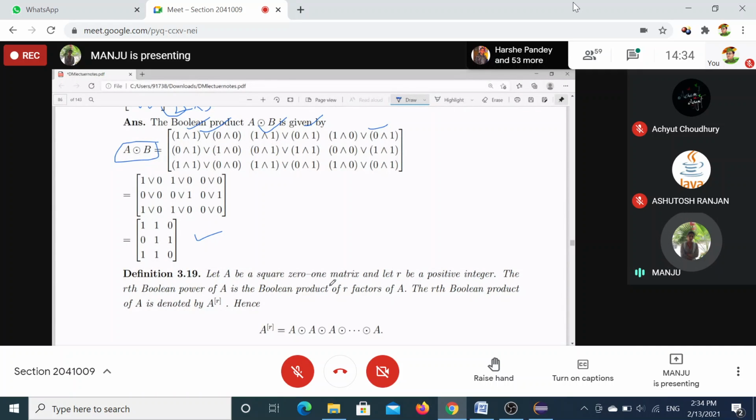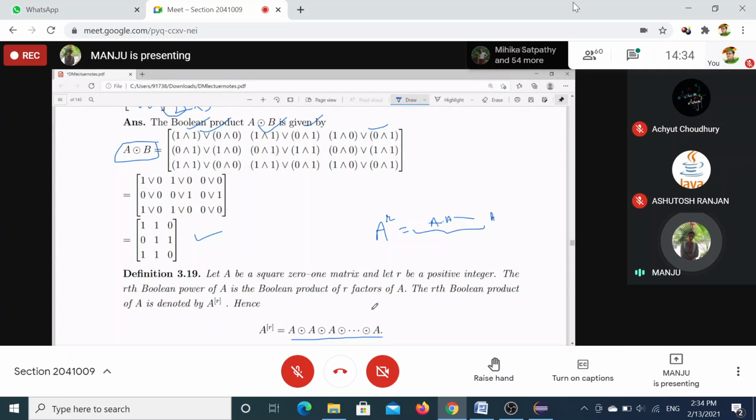If A is a square matrix, that is M is equal to N, the number of rows and columns are the same. For that, you can find the Rth power of A. That means in the same way as we find A raised to power R, that is R times A multiplied: A dot A dot A, and so on, up to R.